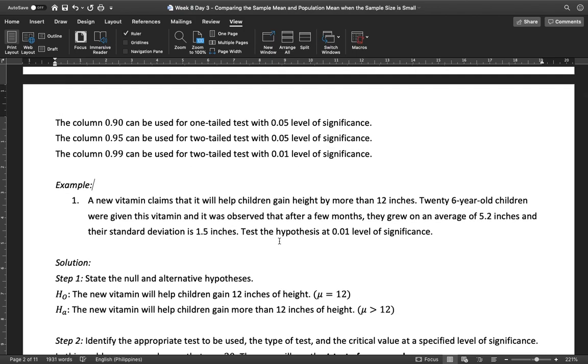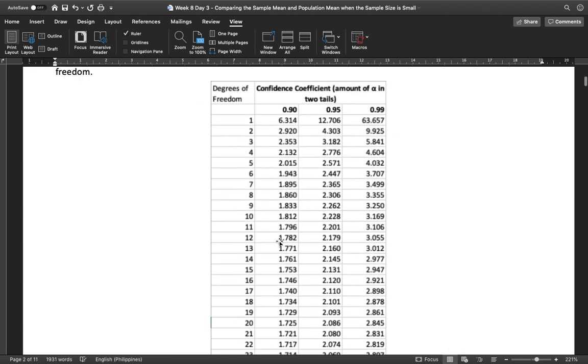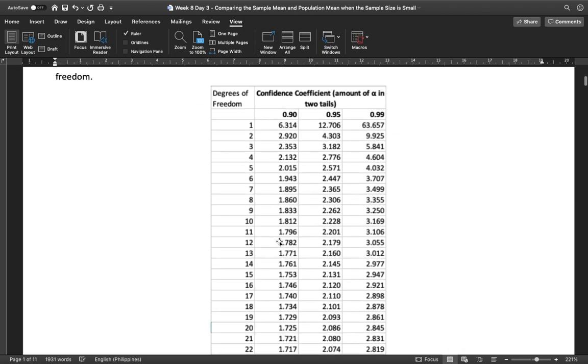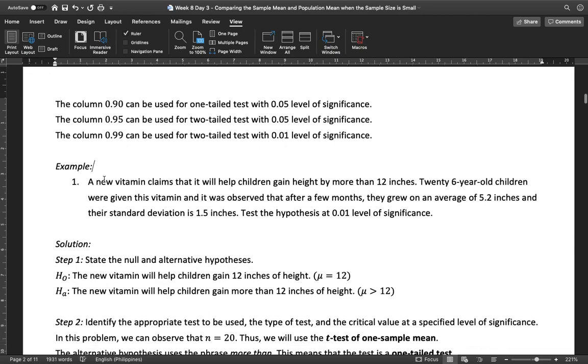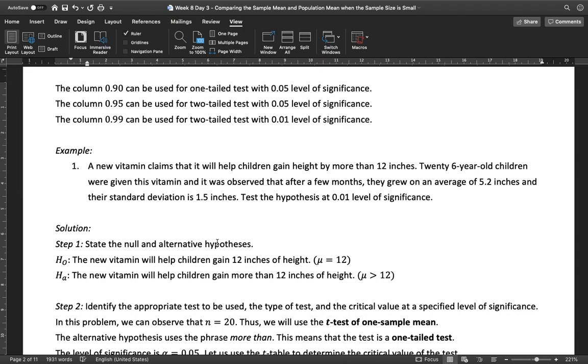So, in our example here, a new vitamin claims that it will help children gain height by more than 12 inches. 26 children were given this vitamin and it was observed that after a few months, they grew on an average of 5.2 inches and their standard deviation is 1.5 inches. Test the hypothesis at 0.01 level of significance.